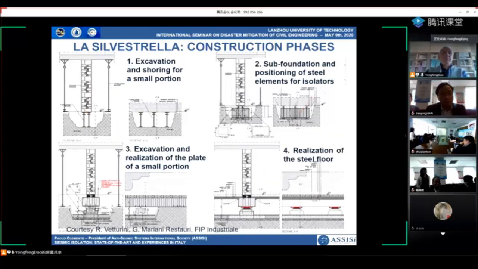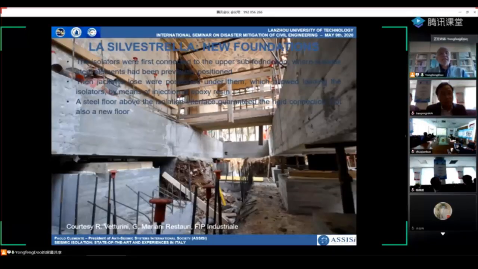Obviously, these are the construction phases. The work was done acting on small portions, one at a time, of course, and this is a picture which gives an idea of the final situation after the work. You can see the continuous concrete beam, the plinths, and the isolators between them.